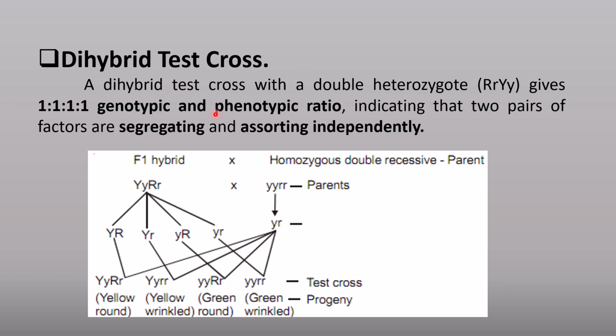ratio. You can see here the genotypic ratio is 1:1:1:1, that is, 1/4 of the total progenies were of one type, and so on. And even in the phenotypic ratio, it is 1/4 of them that were different. And this particular cross indicates that two pairs of factors are segregating and assorting independently of their non-alleles. So that's about the dihybrid test cross.